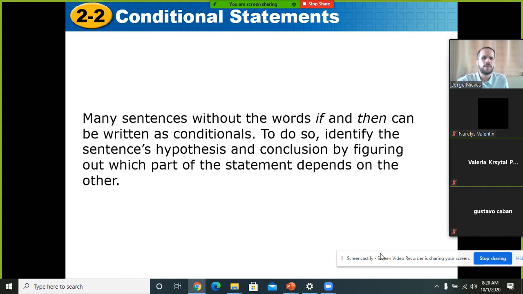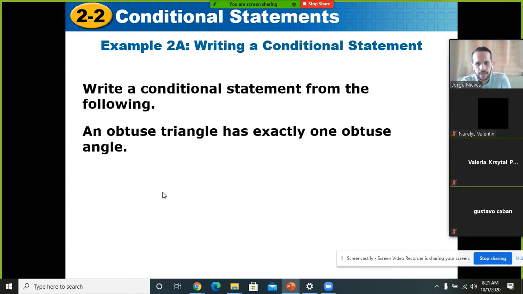If we don't see the words if and then, we have to read the sentence so we can say which part of the statement depends on the other. The conclusion depends on the hypothesis. That's very important that we know it, because the first part of the conditional statement is called the hypothesis.